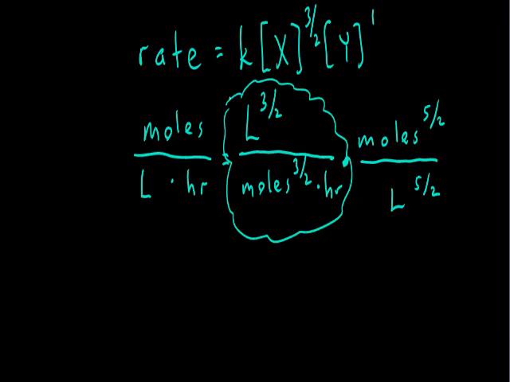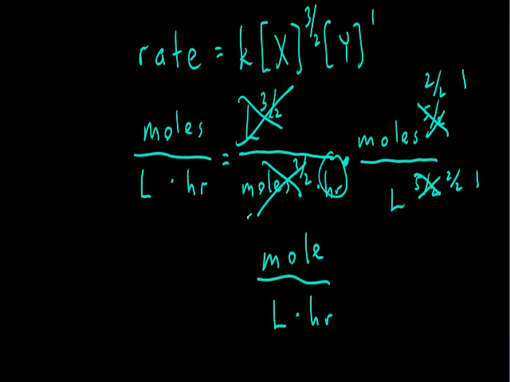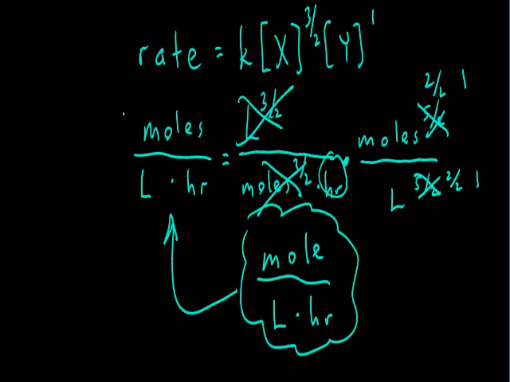In that, if we cancel out our moles to the 3/2, that'll reduce from 5/2 to 2/2, which is the same thing as moles to the 1. Our liters to the 3/2 cancel, reducing this to 2/2, which is the same as to the 1. Our hours do not cancel. This leaves us with moles per liter hour, which is the same unit as we have for our rate of reaction. So that verifies that our unit we have for our rate constant K is correct.